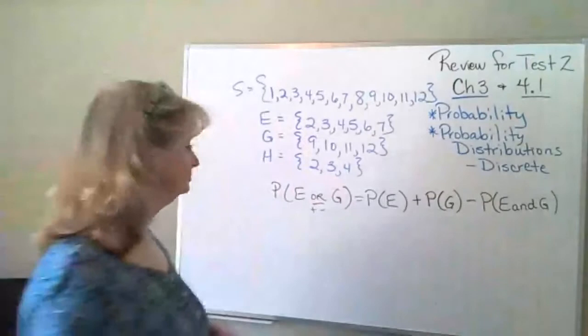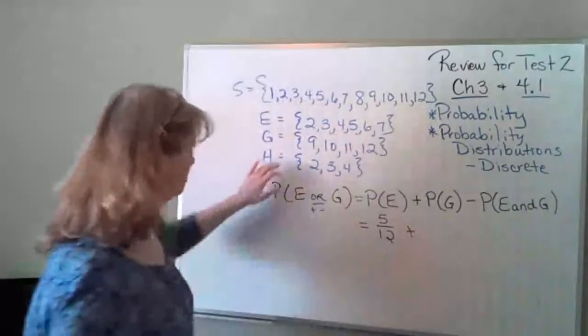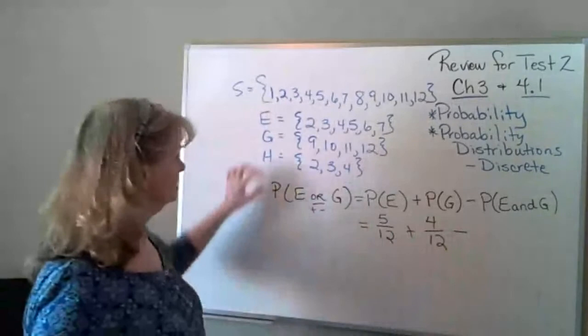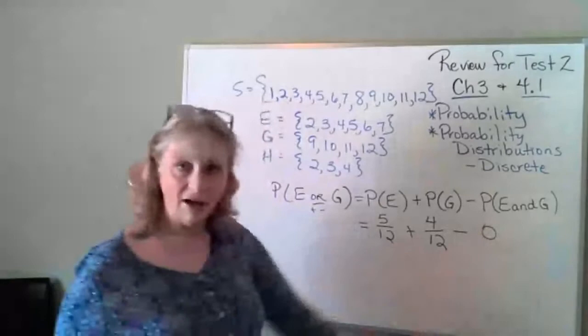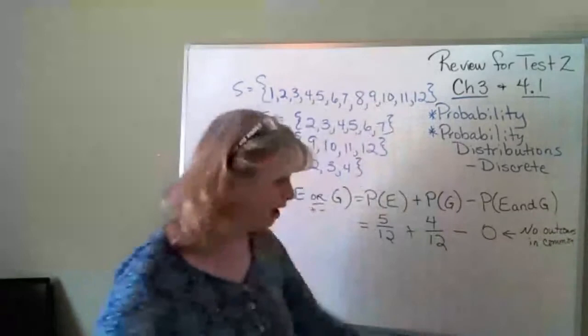So the probability of E has 1, 2, 3, 4, 5 out of 12 outcomes, plus the probability of G has 1, 2, 3, 4 out of 12 outcomes, minus the probability of E and G. Well, we already said E and G were mutually exclusive, so we don't have any outcomes in common. No outcomes in common. And it does not hurt to put the minus zero there. It's not going to change your answer.